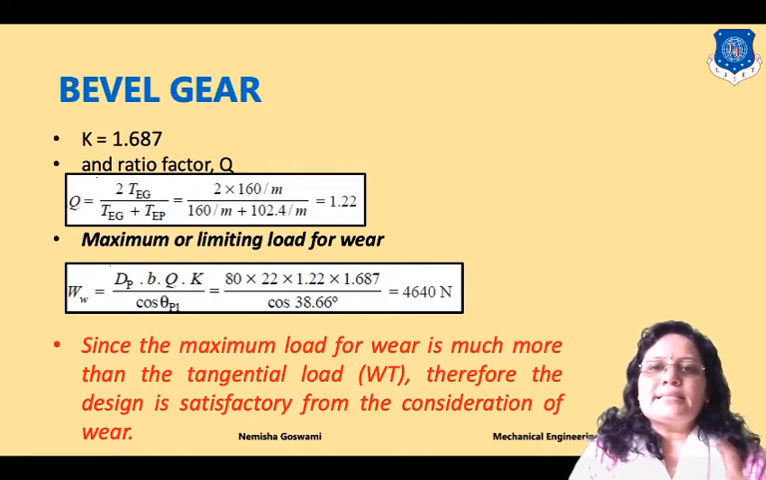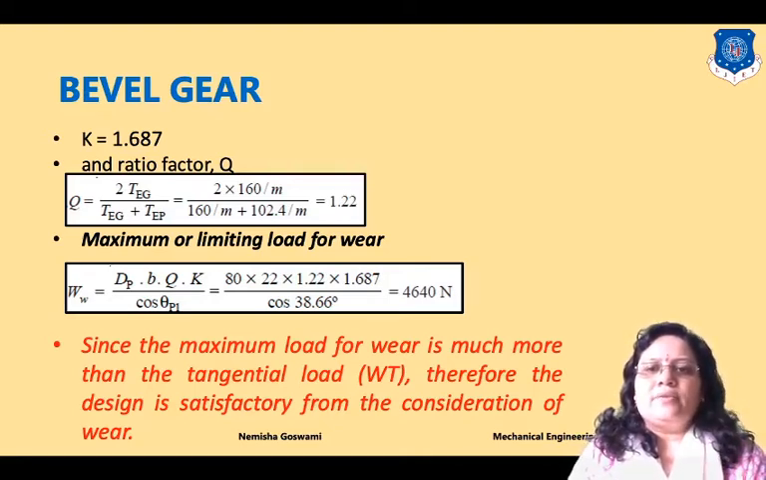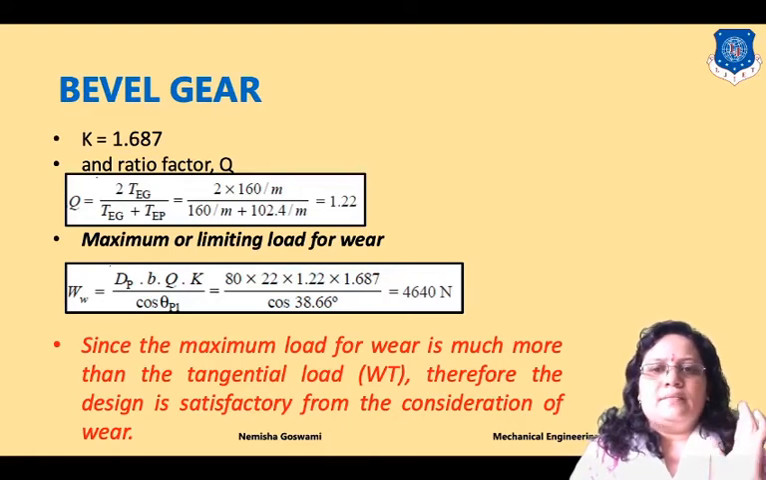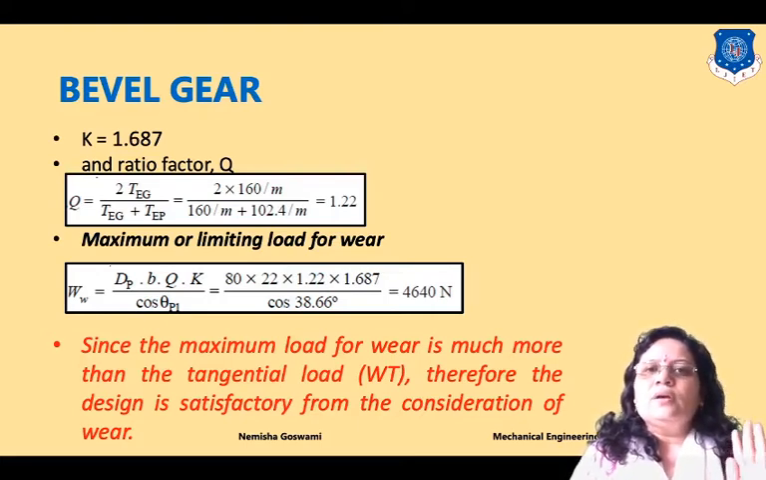And what is the maximum or limiting load for wear? So the maximum load for wear is equal to dp Q K divided by cos theta P1, because we are designing on the basis of the pinion, right? So we will put dp is equal to 80 multiplied by b is equal to 22 multiplied by Q we have found, 1.22, multiplied by 1.687 divided by cos of 38.66 degrees. So this is equal to 4640 Newton.